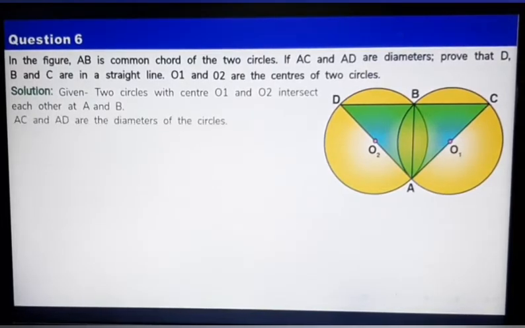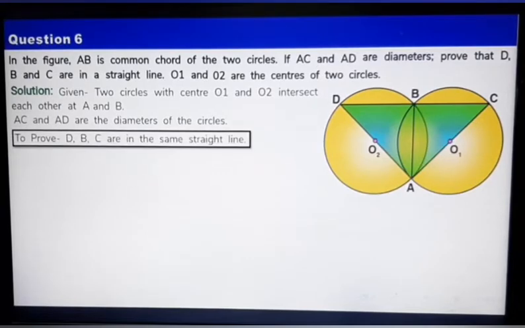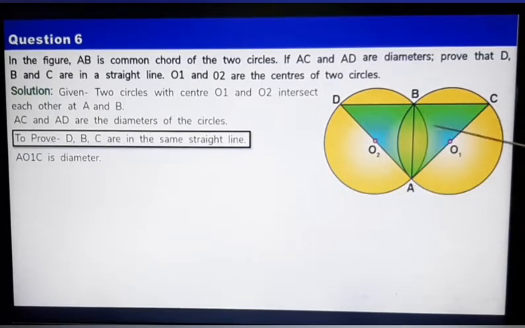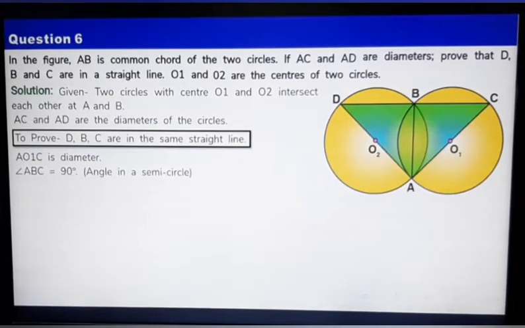So as I said, AC and AD are the diameters of the circles, and we need to prove that D, B and C all lie on the same straight line. AO1C is the diameter, so this angle has to be 90 degrees. That's why angle ABC is 90 degrees, because it is the angle in a semicircle. Now the same thing happens with the other circle as well, so similarly angle ABD will be equal to 90 degrees.